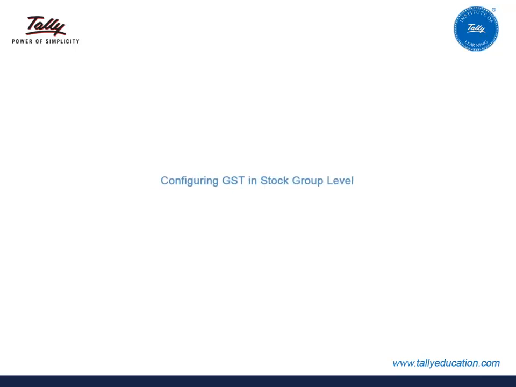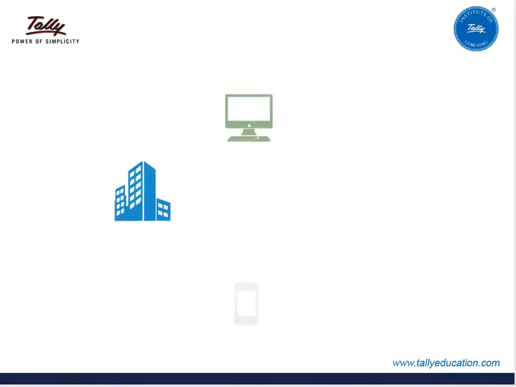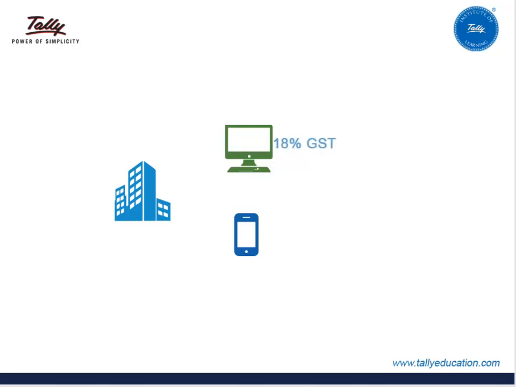The next level is stock group level. When the items of a stock group is having similar GST rate, then the GST rates can be configured in the stock group level. Example, if the company deals with computers and mobiles, computers attract 18% GST and mobile phones attract 12% GST. Then in Tally, we can create stock groups as mobiles and computers and configure GST at group level so that the same will be applicable for the stock items falling under the respective groups.